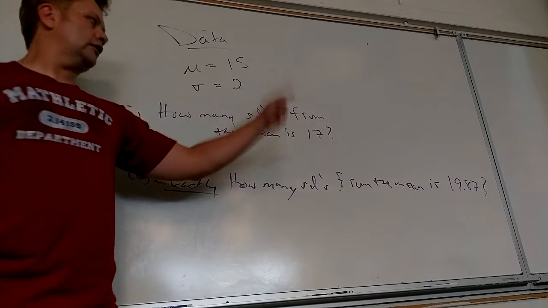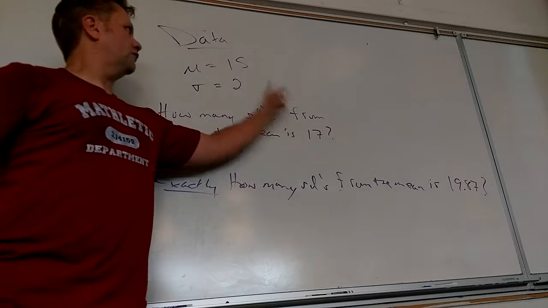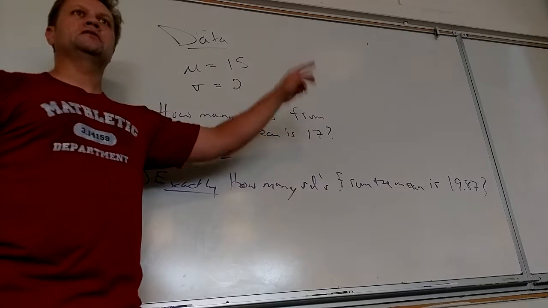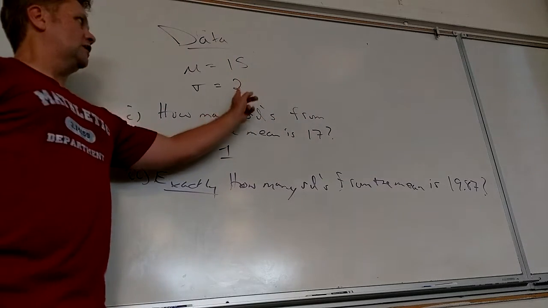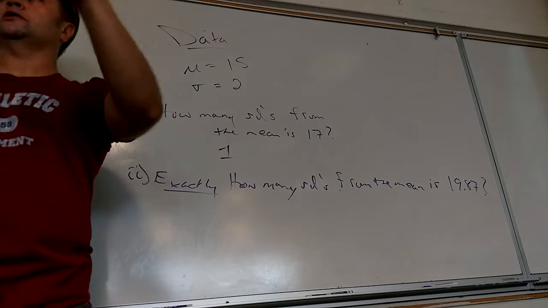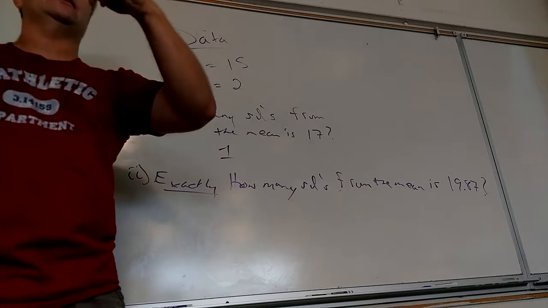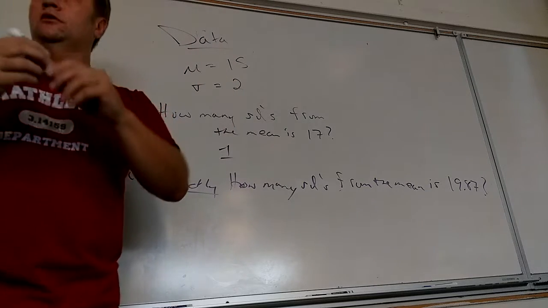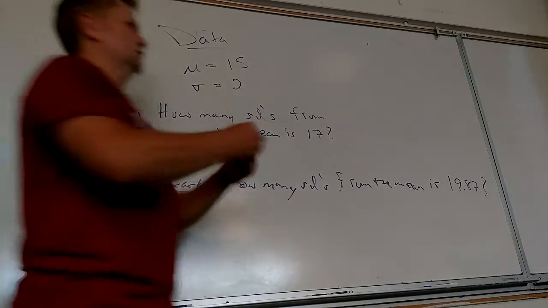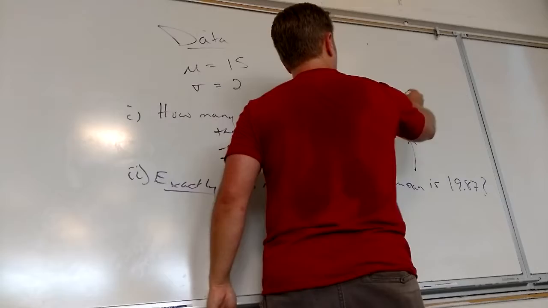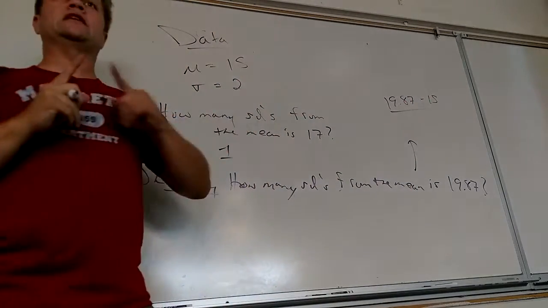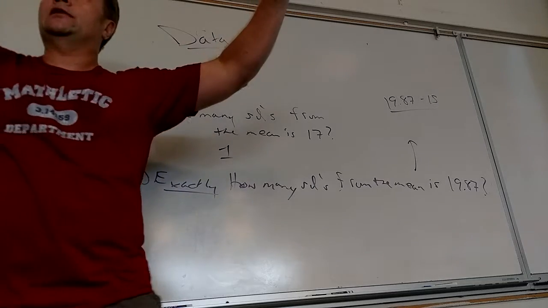Well, what's another way to look at the first one we did? How far from 15 is 17? 2. And how many standard deviations fit into that? 1. And of course, when I say how many of these fit into this, that's an idea of division. So I could do the same thing here. How far is it from 19.87 to 15? Divided by 2 to see how many standard deviations fit in that.